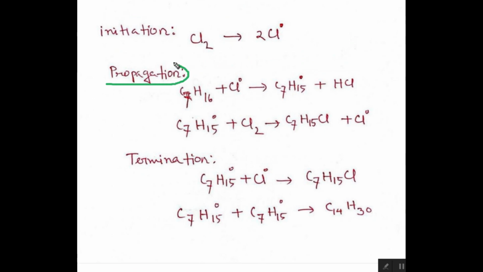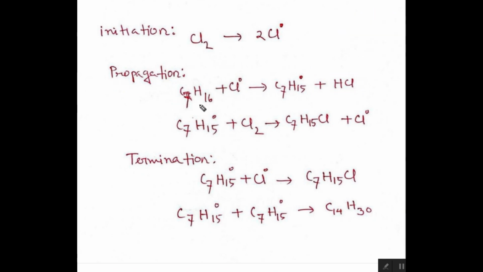Then propagation, second step, propagation. Heptane, C7H16, heptane alkane reacts with chlorine radical to produce heptyl C7H15 dot free radical, heptyl free radical, and hydrogen chloride neutral molecule. The first step of propagation, heptane reacts with chlorine free radical to produce heptyl free radical plus hydrogen chloride.